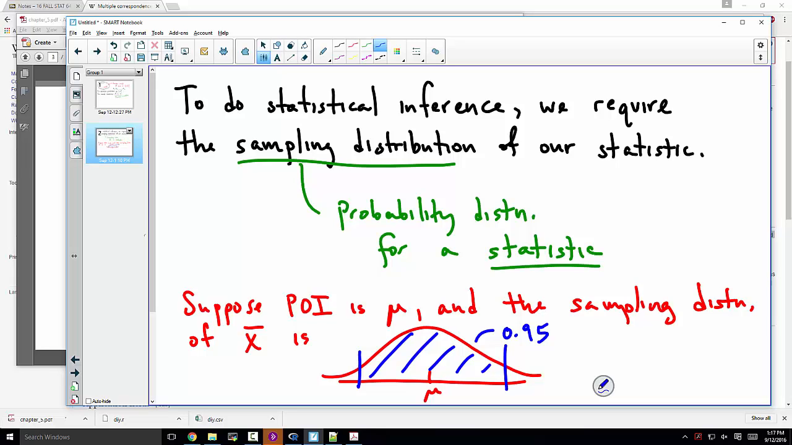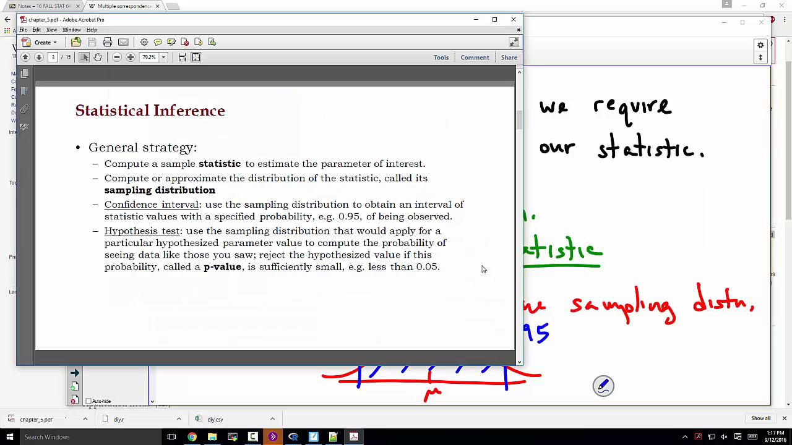So the reason that picture is on the screen is because if we can derive analytically or estimate via math or with our computer, one way or another, a picture of that sampling distribution, inference is right there. We can do inference. Hypothesis testing is similar. I'll draw a similar picture later on. But the key is we need sampling distributions.